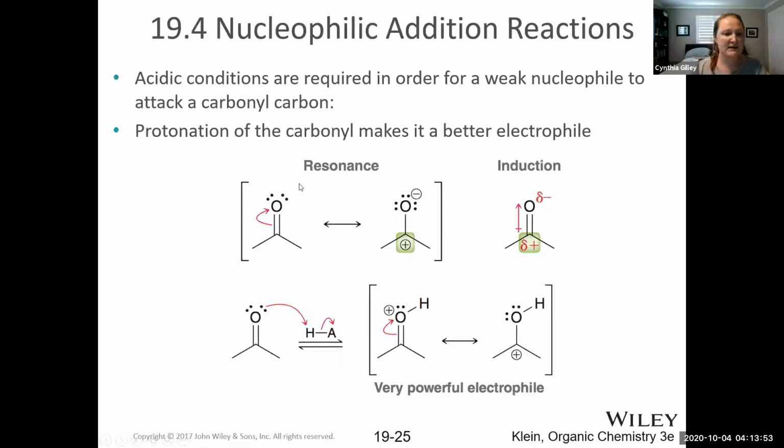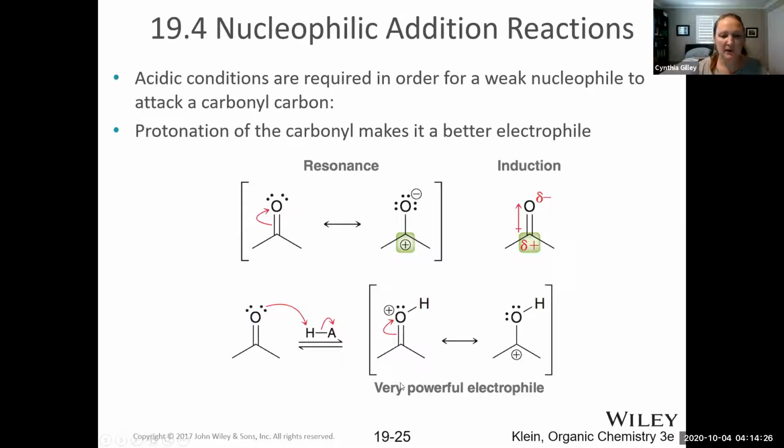Because this resonance contributor is neutral with no formal charge, and this resonance contributor has a positive and a negative formal charge, overall, this is a much more significant contributor, right? Not only does it have no formal charge, but all of the atoms have an octet, whereas this carbon lacks an octet in this particular resonance contributor. So while this is a significant contributor, it doesn't contribute nearly as much to the overall hybrid as this first contributor.